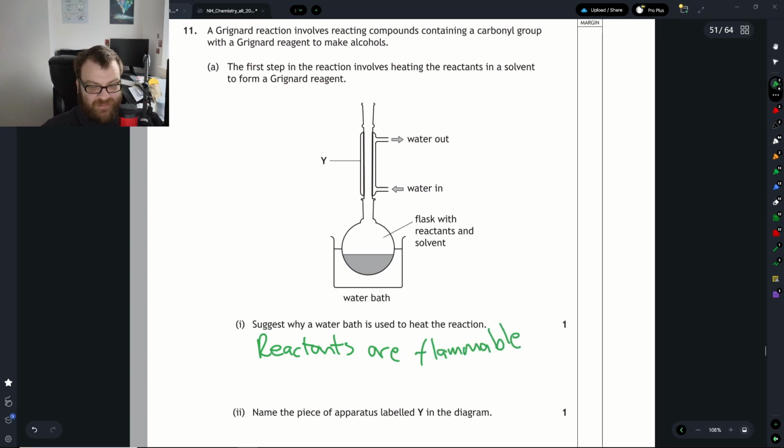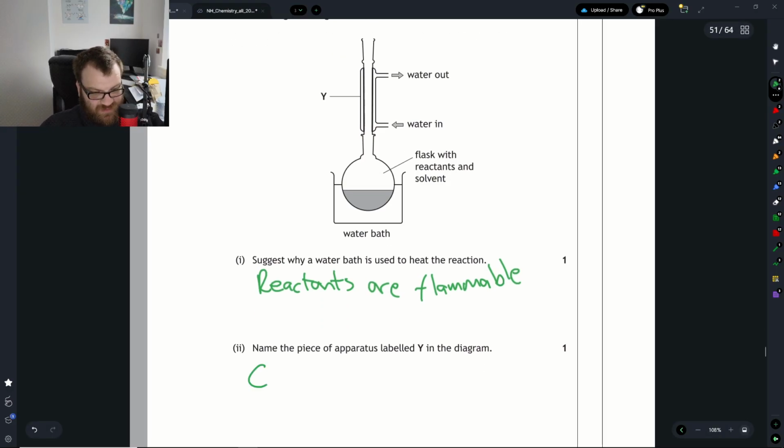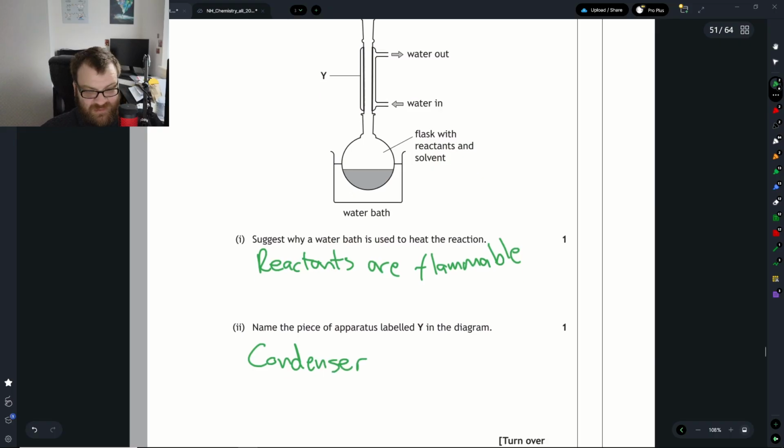Next one, the apparatus Y is a condenser. It's used to cool down any hot gases and stop them escaping. In practice, in your class, you might have used a wet paper towel to do the same thing. This is just an ever so slightly fancier version of that. It's called a condenser. Fill everything down.